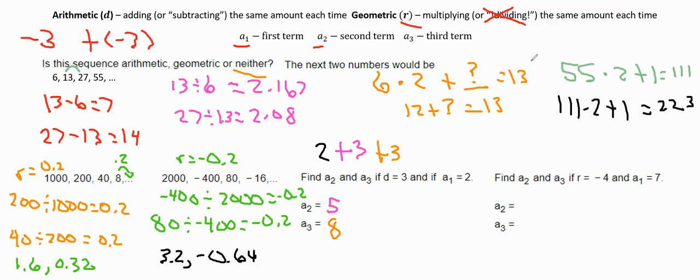And the next one is find the second and third term if your ratio is -4 and your first number is 7. So we're going to do 7 times -4 to find the second number. That's going to be -28. And then to find the third number, we're going to multiply this by -4 again. -28 times -4 is 112.